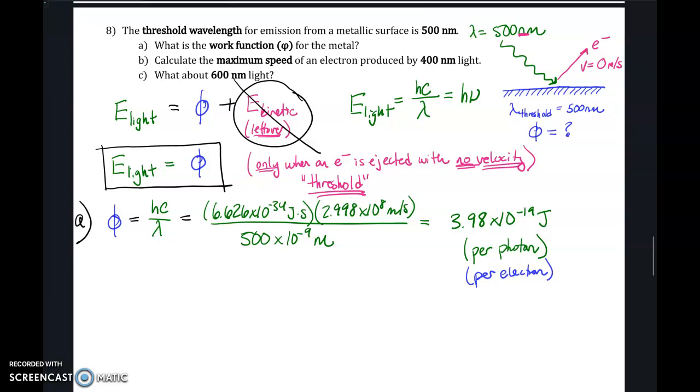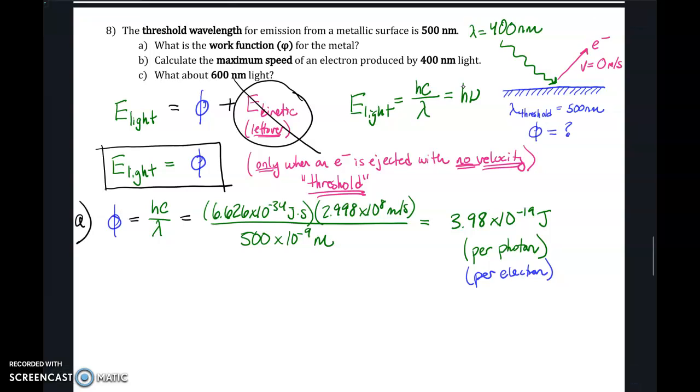So what about for part B? Part B says, calculate the maximum speed of an electron produced by 400 nanometers of light. So this is basically saying, what if you change the light coming in to be 400 nanometers?